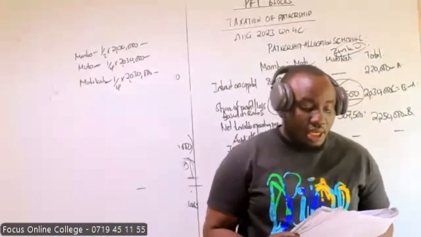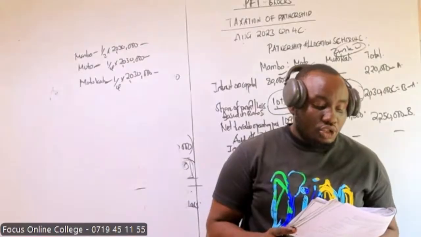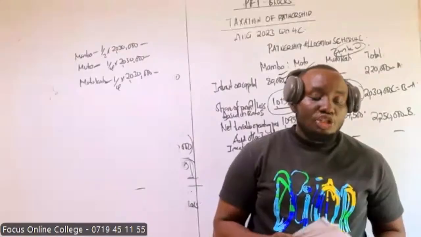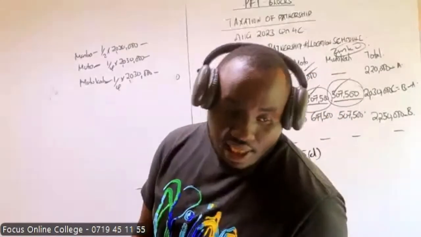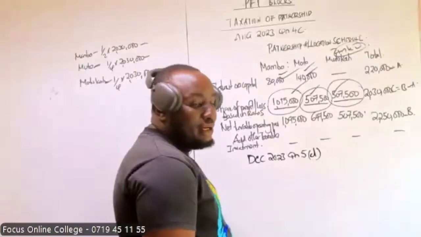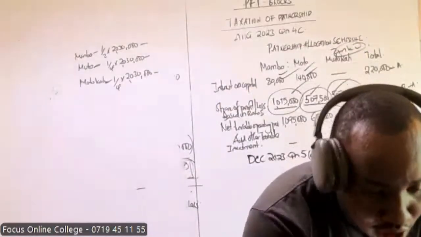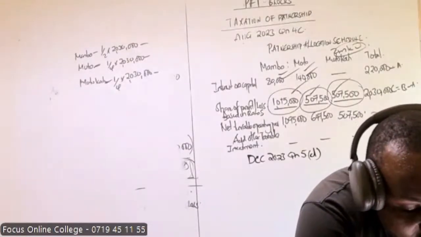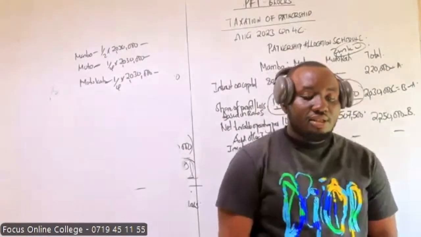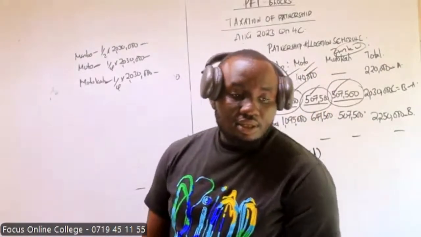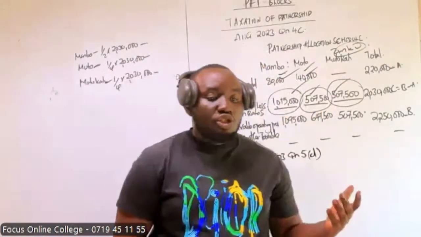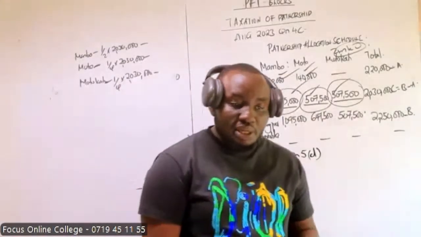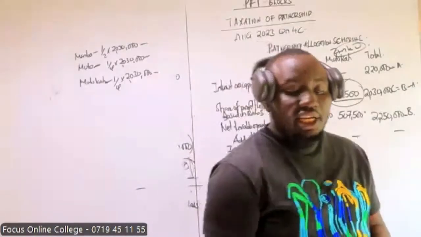So then we have the next, the cost of loans to employees written off. Is that an allowable expense? Really? Can you tell a taxman that loans to employees written off is an allowable expense? Is that allowable or non-allowable expense? That should be a non-allowable expense.